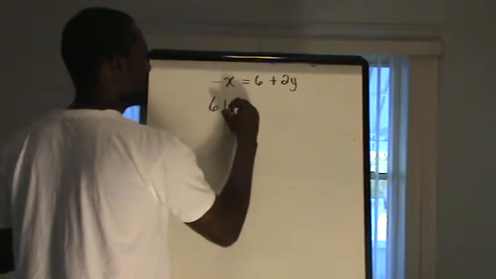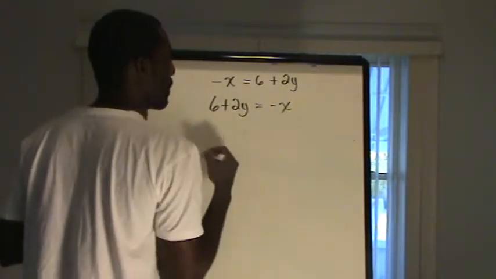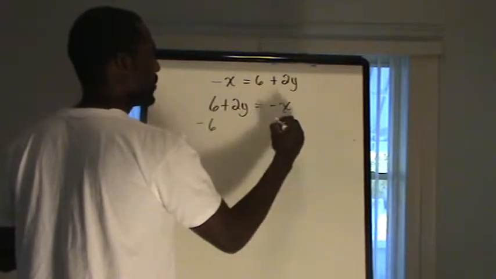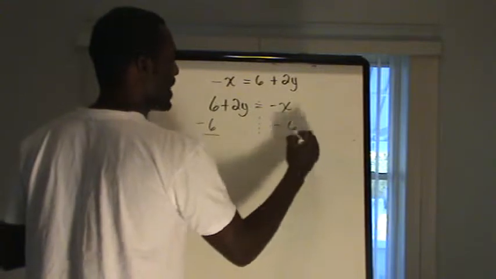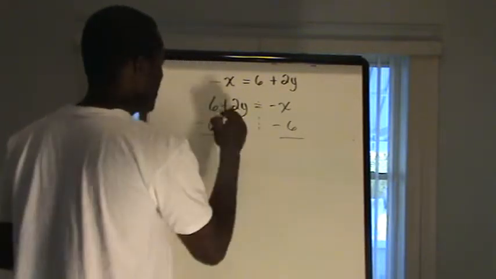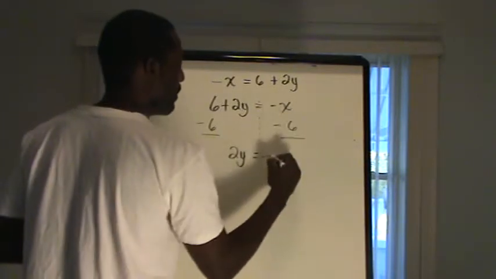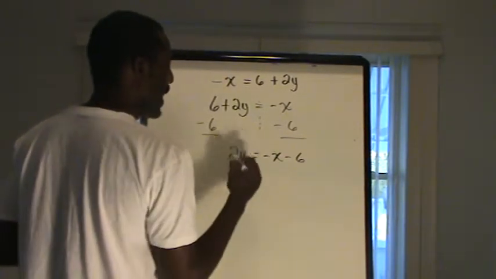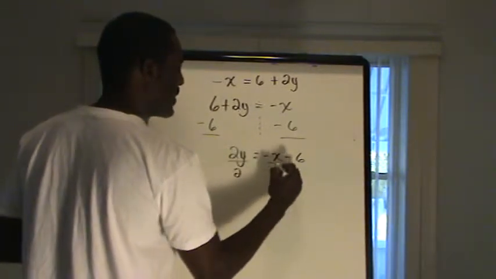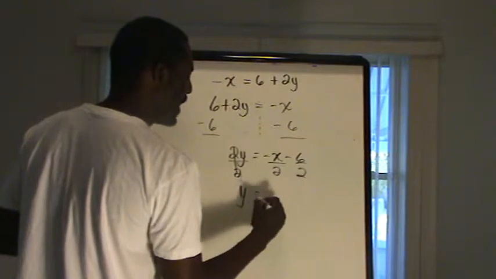So if I solve this in y equals mx plus b form, we've talked already that this is the same as 6 plus 2y equals negative x. I subtract 6 from both sides. Again, both sides mean on either side of the equal sign. The 6's will cancel where I bring down a positive 2y equals negative x minus 6. And my last move is to divide by 2 for every term. And now I have y is equal.